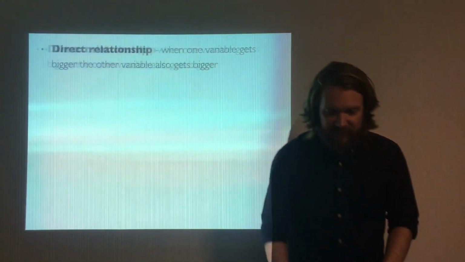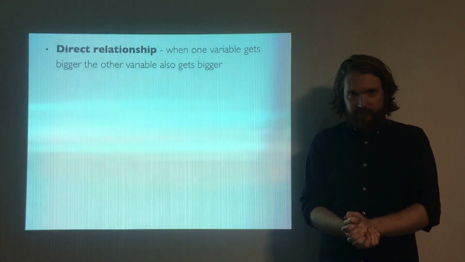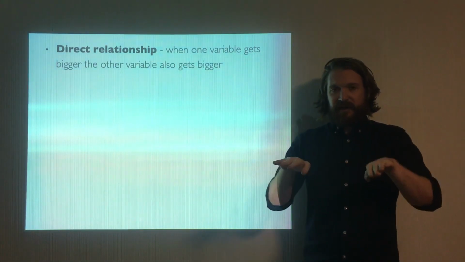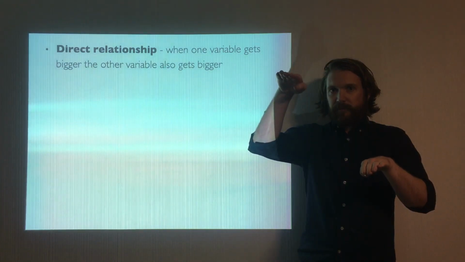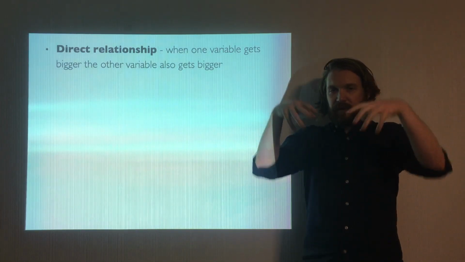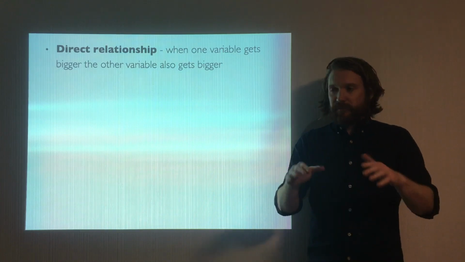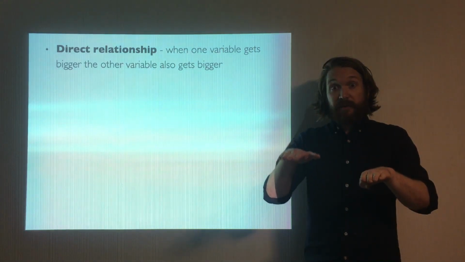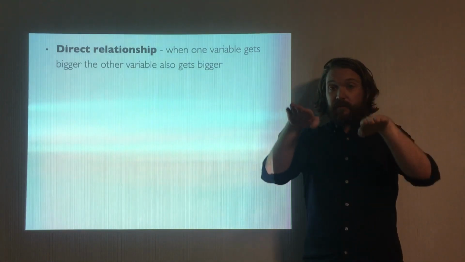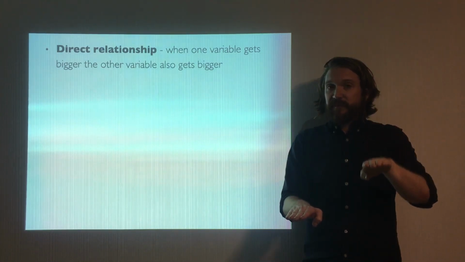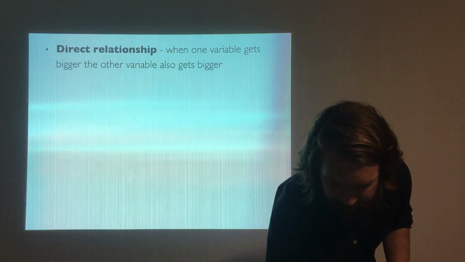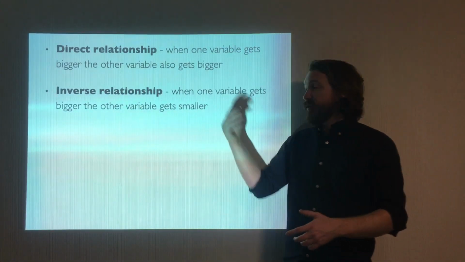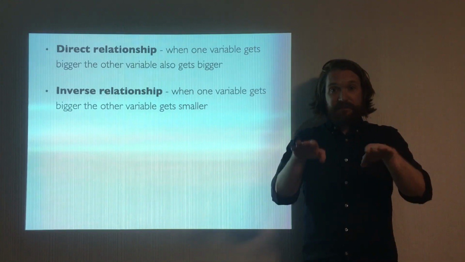So, now that we've talked about variables, now we need to talk about relationships and the way that variables can make each other change. The first example is what is called a direct relationship. A direct relationship means that when one variable gets bigger, the other variable gets bigger as well. And this goes back to our plant example. The more water you give a plant, the bigger it will get. The less water you give a plant, the smaller it will get. This is a direct relationship. The other relationship is called an inverse relationship, and this means the opposite.